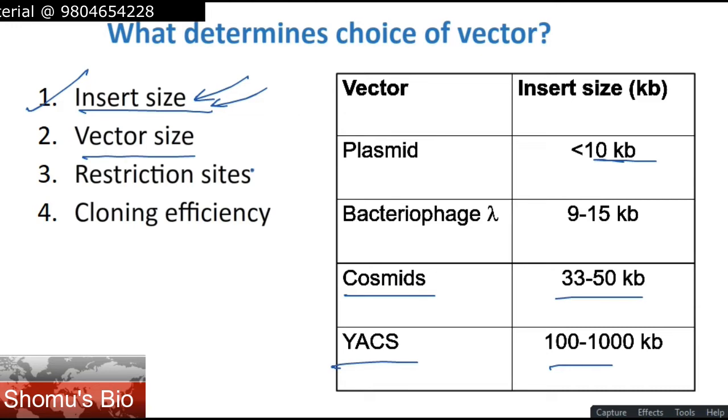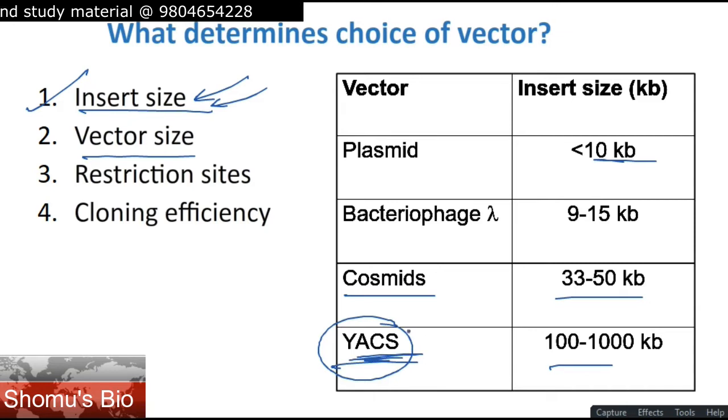Vector size also matters, because not all hosts can hold on to a large vector. Some are perfectly fine holding a small vector, and if you want to deliver a large vector like YAC, yeast artificial chromosome, behaving like a eukaryotic chromosome, then we need to utilize it inside the eukaryotic cell.